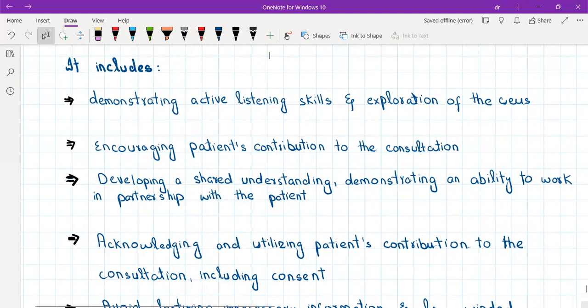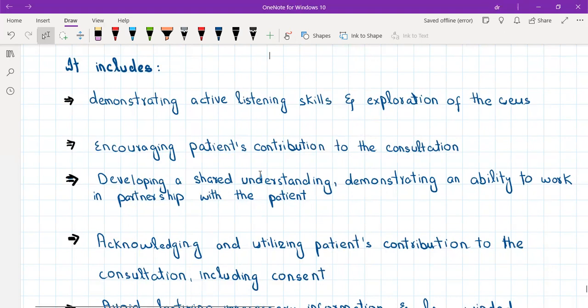All right, encouraging the patient's contribution to the consultation. Now, this is the point which is most overlooked by candidates. We don't encourage the patient's contribution to the consultation, and we are talking and talking and talking, and it just seems like really one-way communication, where it needs to be two-way communication. It needs to be a shared plan, which brings us to the third point, which is developing a shared understanding and demonstrating an ability to work in partnership with the patient.